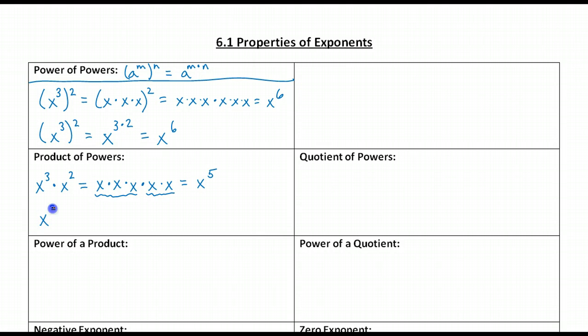My shortcut would be to take my base and add my exponents. So the rule for product of powers: when I have the same base and I'm multiplying between those bases, I keep my base and I add my exponents.